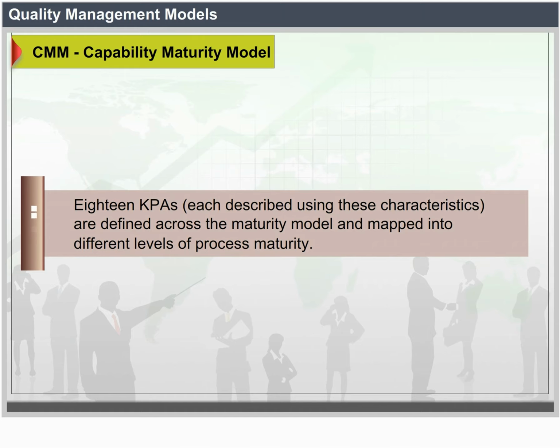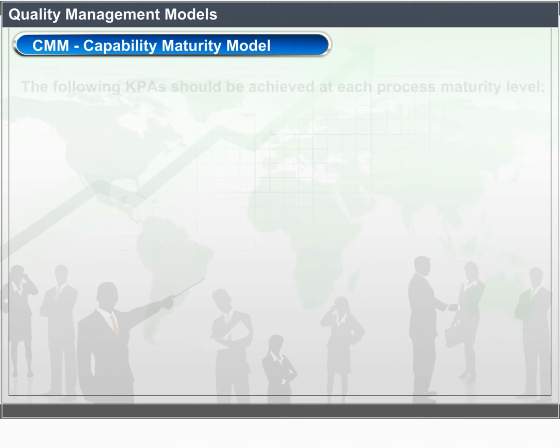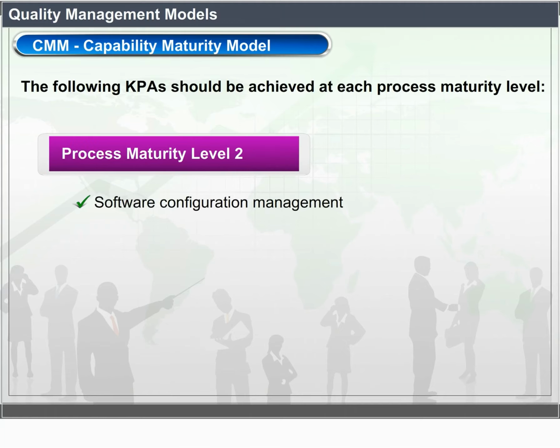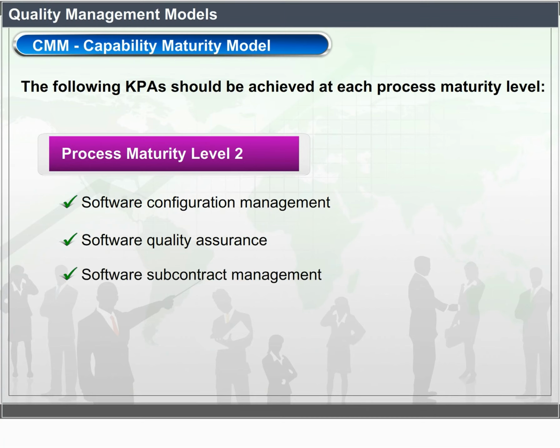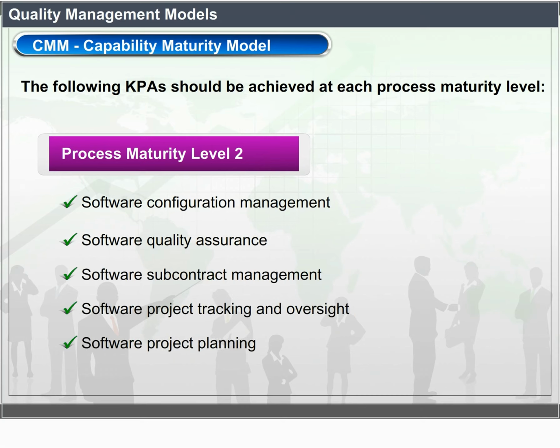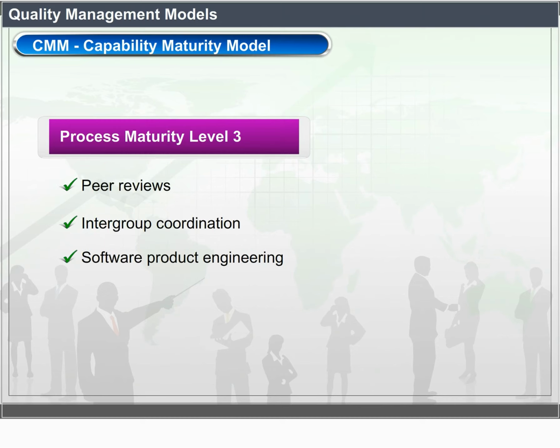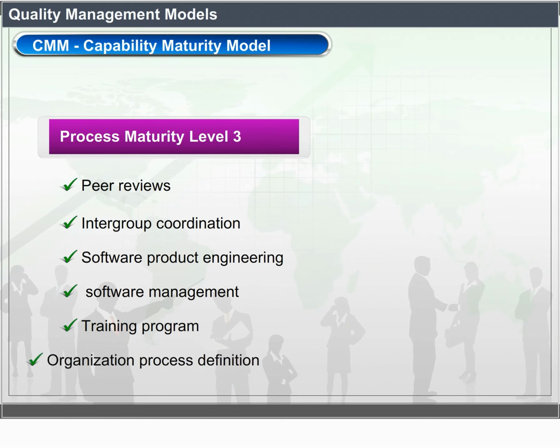The following KPAs should be achieved at each process maturity level. Process maturity level 2: software configuration management, software quality assurance, software subcontract management, software project tracking and oversight, software project planning, requirements management. Process maturity level 3: peer reviews, intergroup coordination, software product engineering, software management, training program, organization process definition, organization process focus.